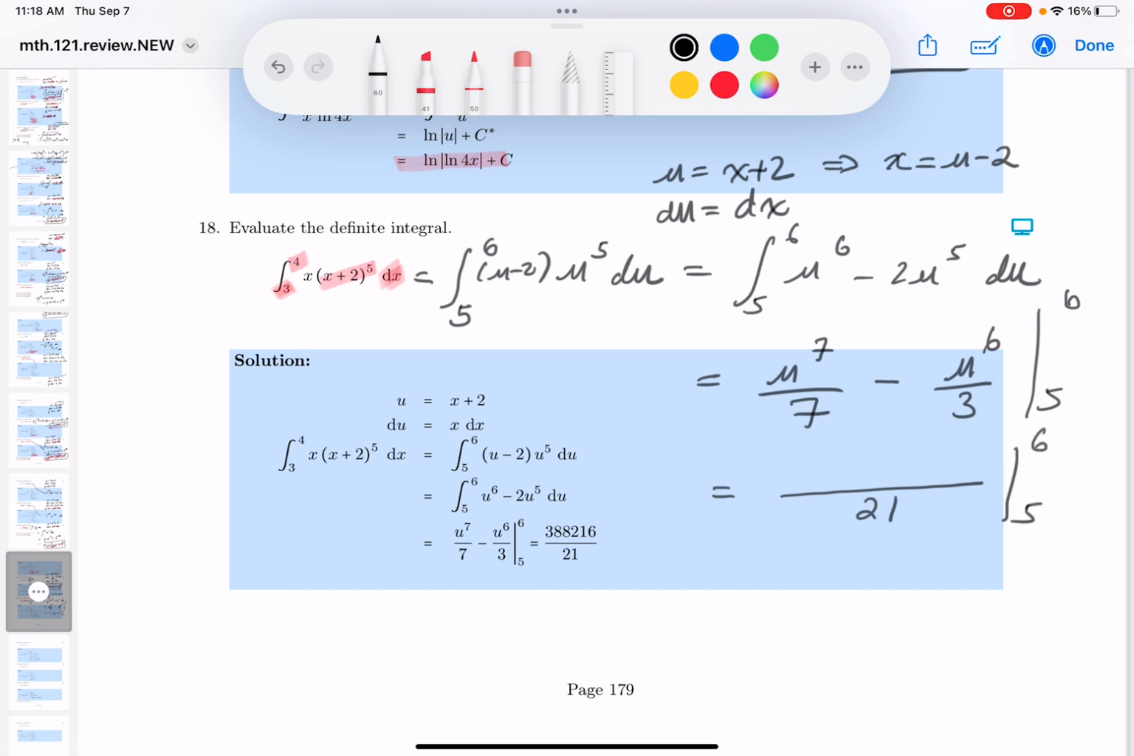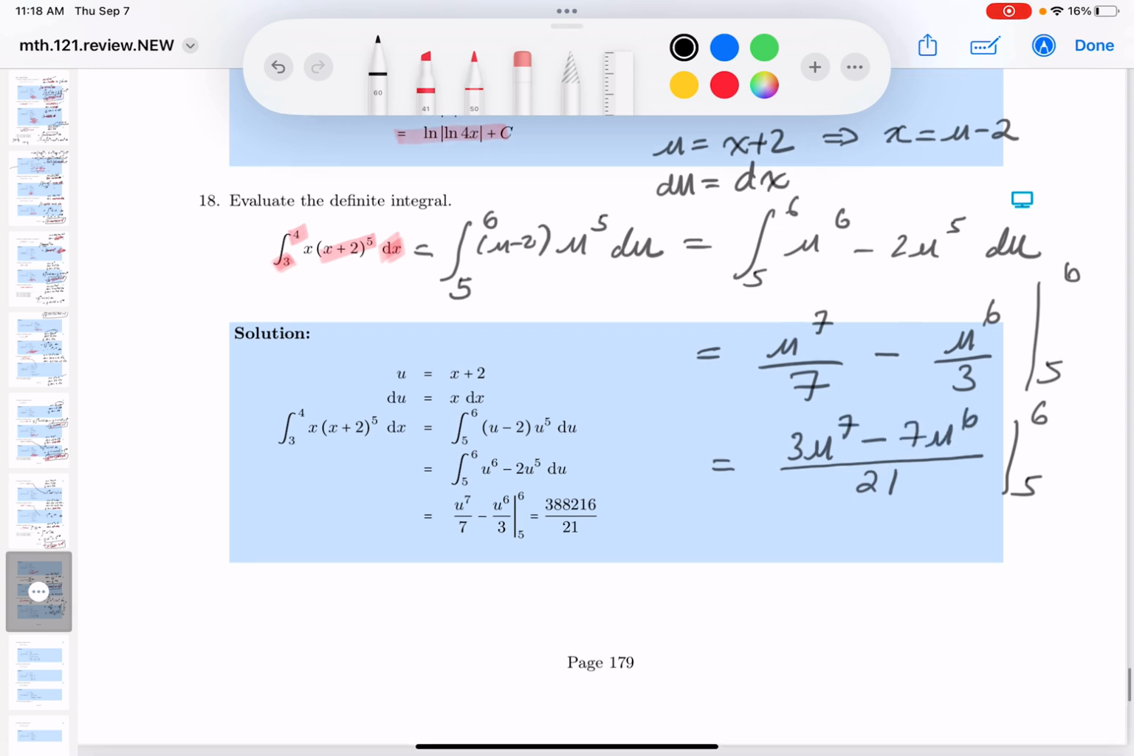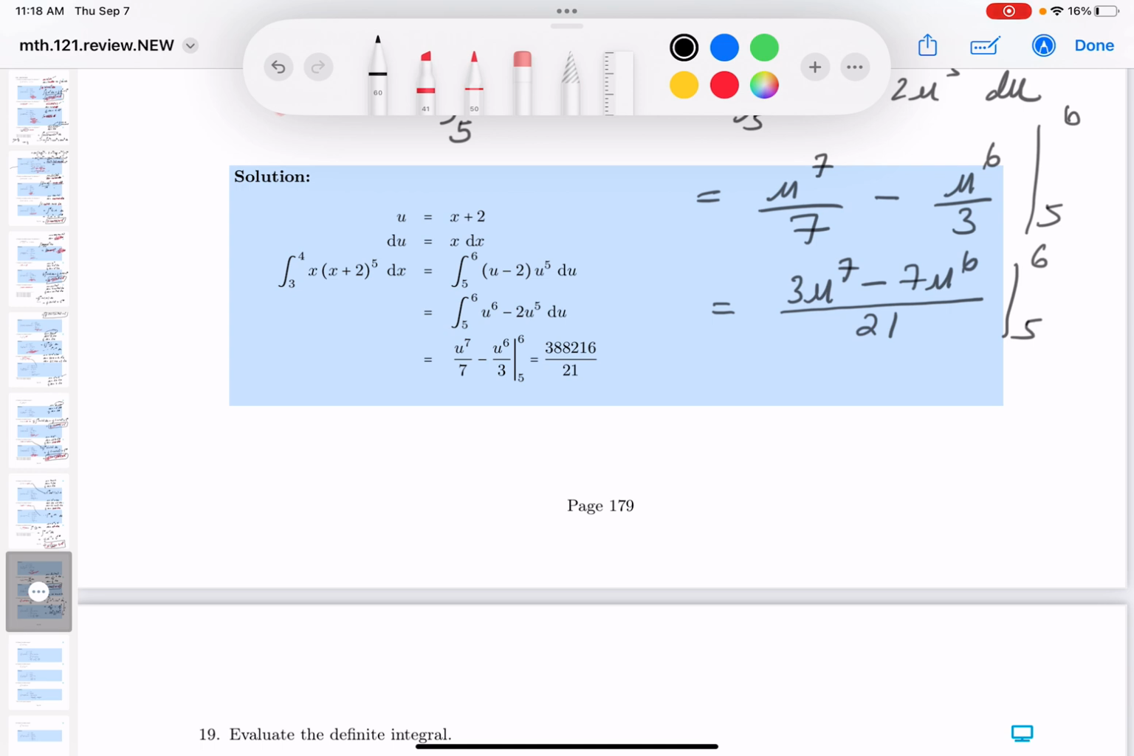On exams, we don't expect you to do too much work, by the way. Let's take a look. It's going to be 3u to the 7 minus 7u to the 6. The way I'm going to do this over here, I'm going to write down the factorization of it, and I'm going to look at that. I'm going to say u to the 6 times 3u minus 7 over 21. Limits of integration 5 to 6.